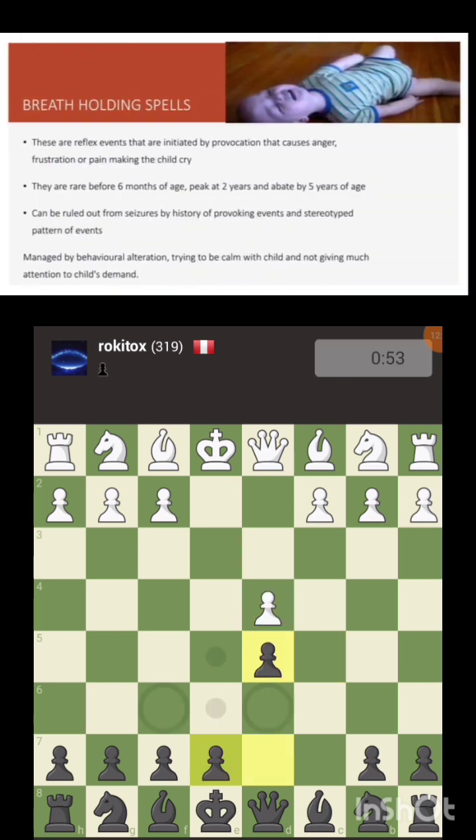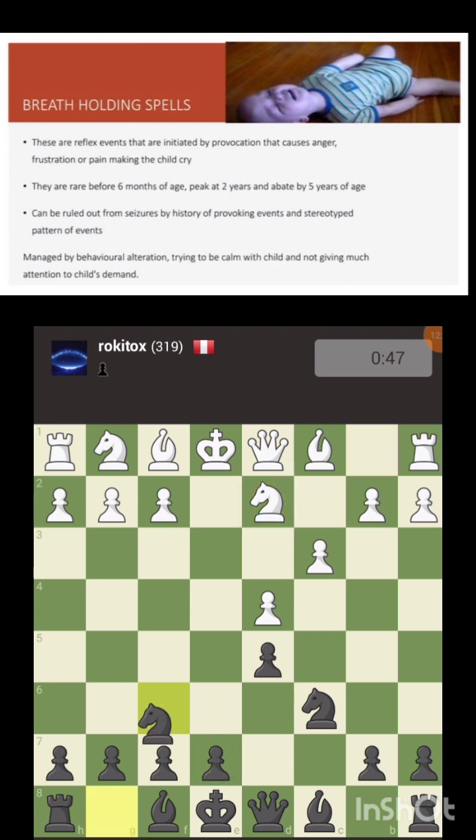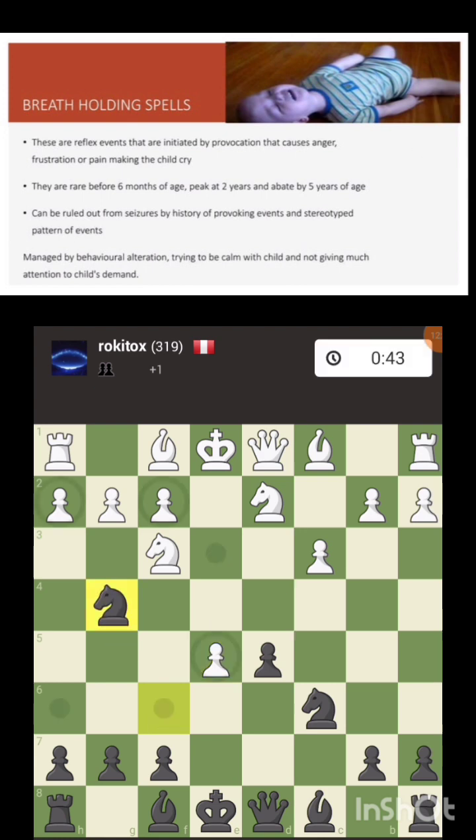Breath holding spells are reflexes caused by anger, frustration, or pain, which makes the child cry. These are rare before 6 months, peak at 2 years, and decrease by 5 years of age. They have a history of provoking events and a stereotypical pattern of events.